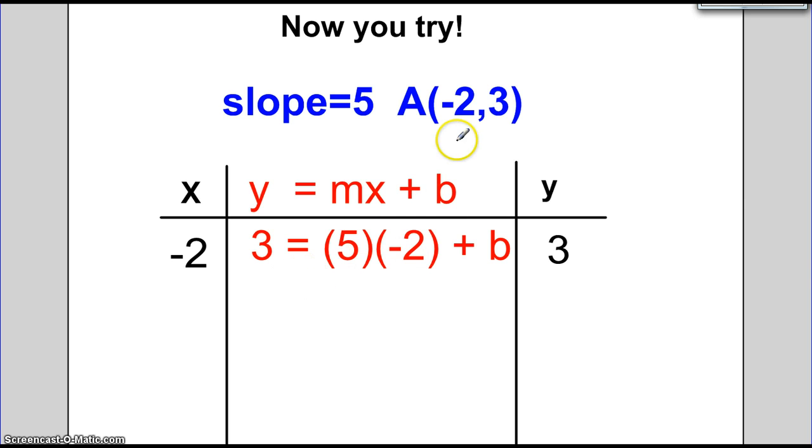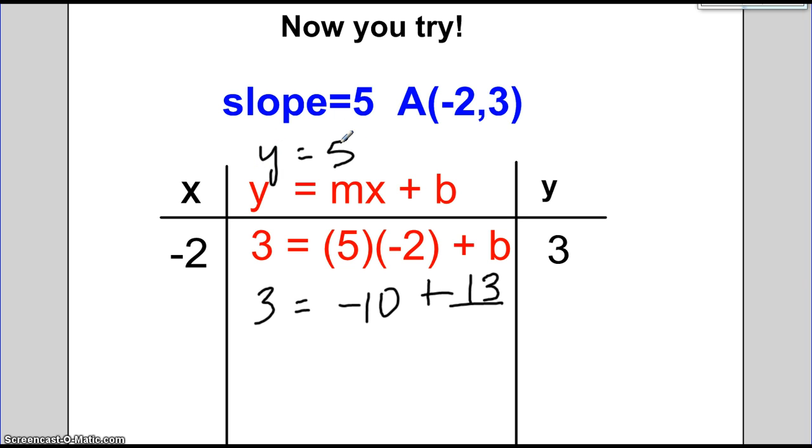Same thing, I have a slope of 5 that goes in here. My x is negative 2. 5 times negative 2 is negative 10 equals 3 plus some blank. It looks like that blank is going to be a 13. So y equals 5x plus 13.